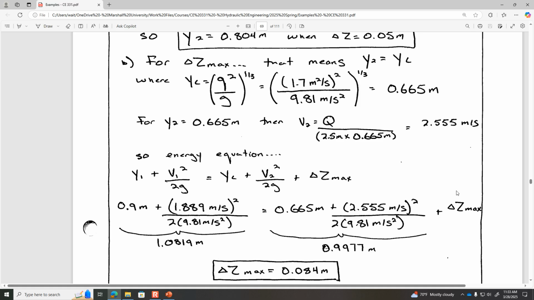So what we're saying is you can make the delta Z larger and larger, but the biggest you can make it without inducing choking over the obstruction, this maximum, is the condition that's associated with critical flow over the obstruction. So in part A of the example, the step height was 0.05 meters, and that didn't cause choking. Here what we're saying is it could go as high as 0.084 meters, but anything above that, choking would occur.